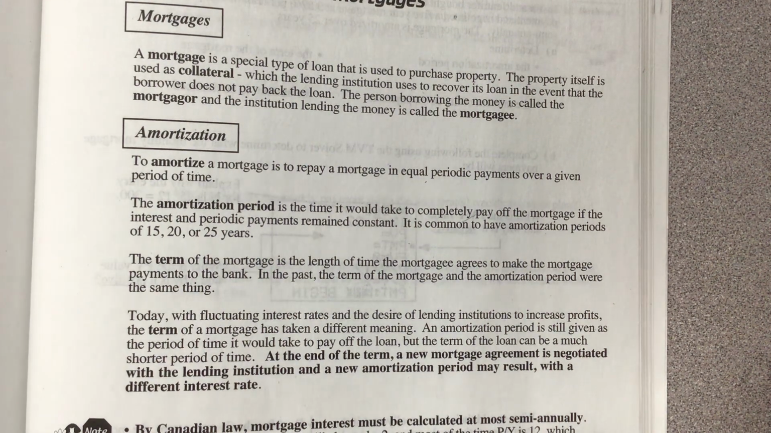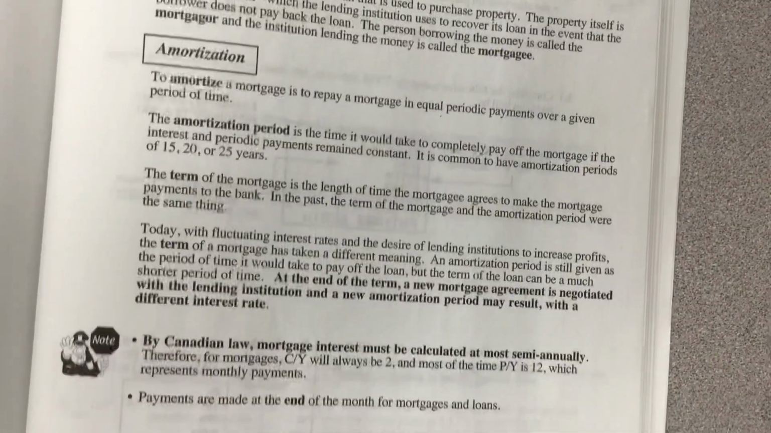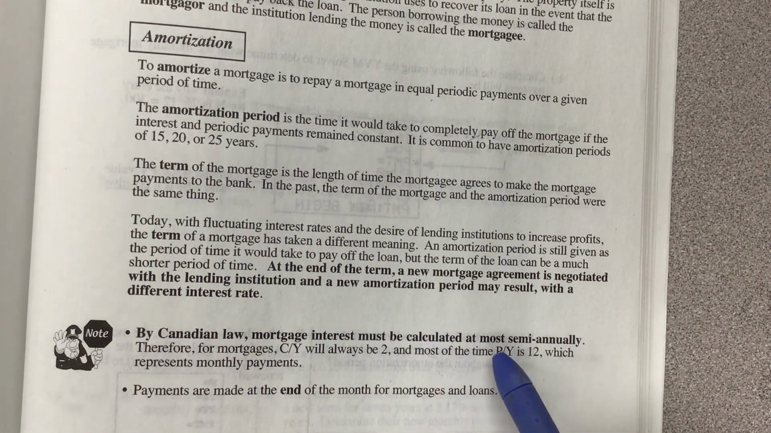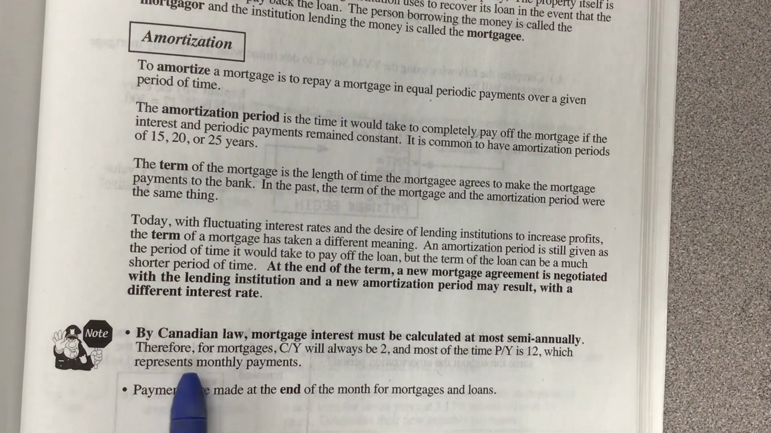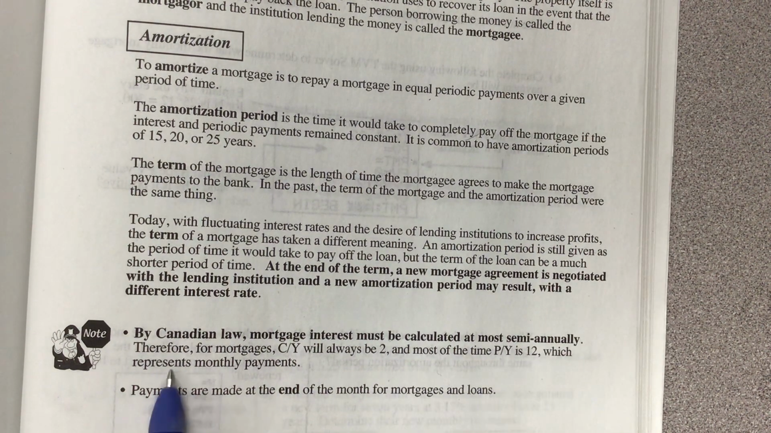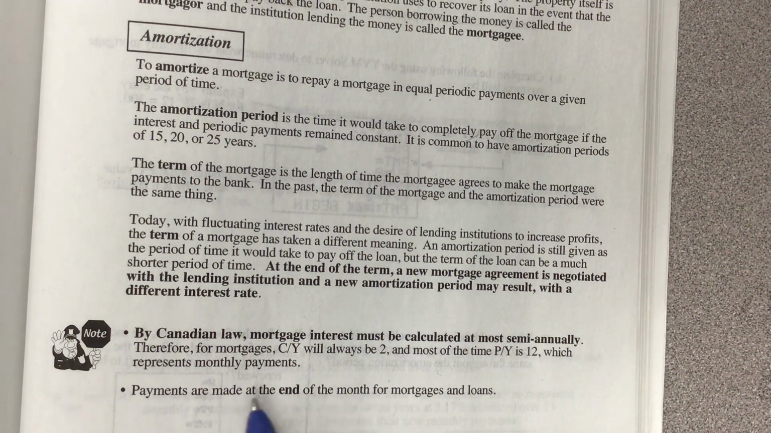At the end of the term, a new mortgage agreement can be negotiated with that same lending institution, and then a new amortization period can happen. You can also choose a different interest rate when that occurs. By Canadian law, and here's just a little note, mortgage interest must be calculated at most semi-annually. Therefore, for mortgages, CY will always be 2, and most of the time PY is 12, which represents monthly payments. Payments are made at the end of the month for mortgages and for loans.